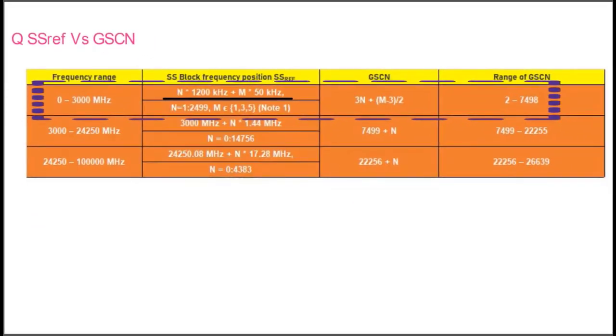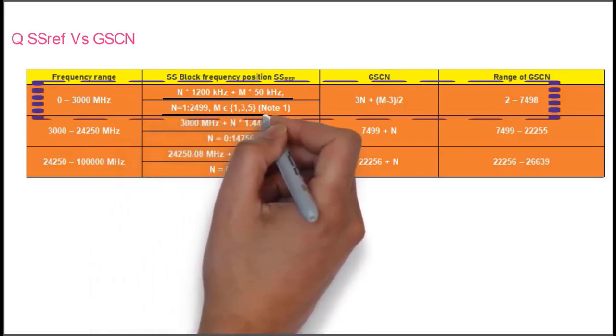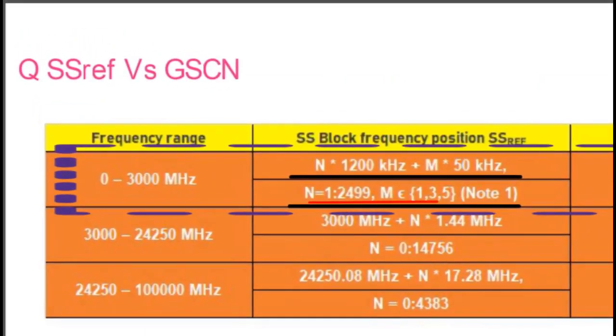SSRF equals n into 1200 kilohertz plus m into 15 kilohertz. This is the SS block frequency position, that is SSRF. The N value is 1 to 2499, the M value is 1 to 3. So we'll try to understand what N means and what M means.